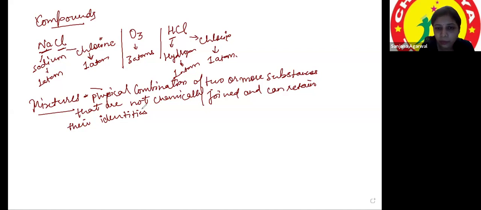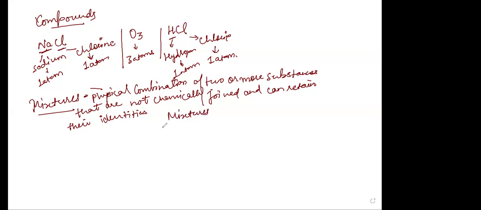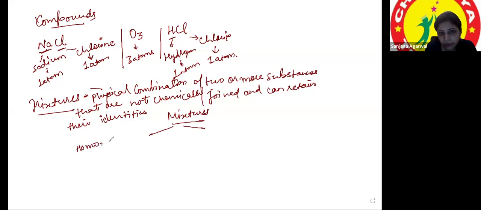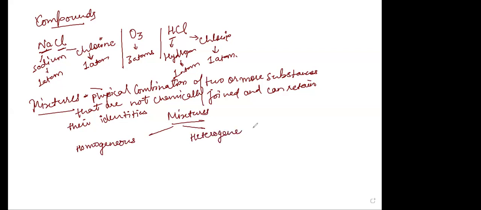Now we have to make a table, and let's differentiate between the types of mixtures. Just divide into two categories. First, write homogeneous, and next is heterogeneous. Please note down.